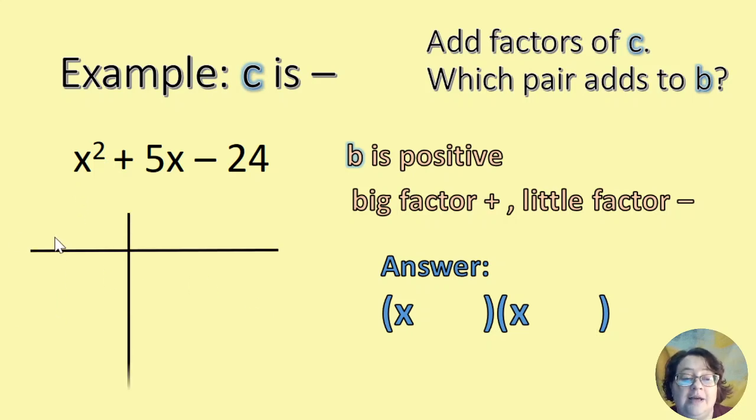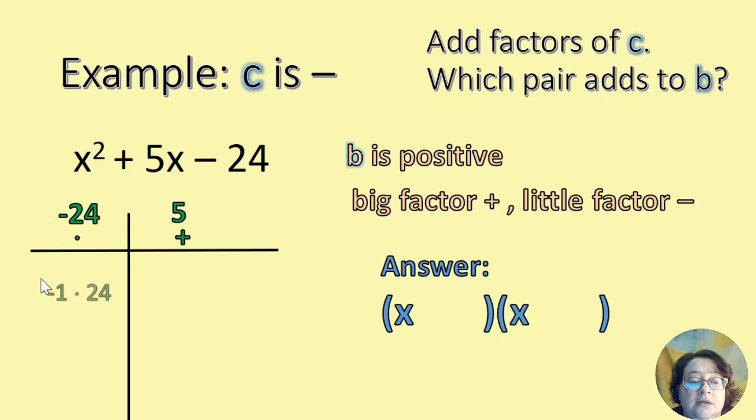We're going to draw our table, put in our multiplication and addition signs. They have to multiply to negative 24 and add to positive 5. So I know my little factor is negative. So instead of starting with 1 for dividing by, I start with negative 1. So negative 24 divided by negative 1 gives me 24. I add those together and I get 23. Not what I'm looking for.